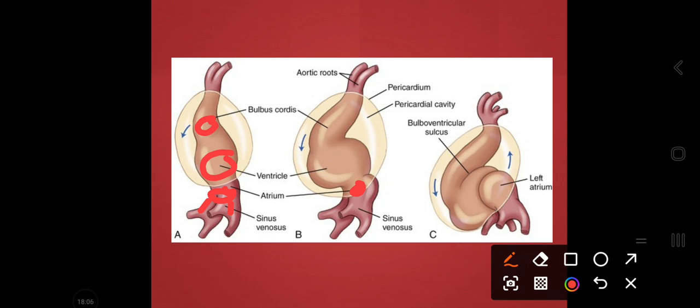More specifically, the ventricle forms the rough part of the left ventricle. Bulbus cordis, the rough part of the right ventricle. Conus cordis, the smooth part of the right and left ventricle. Truncus arteriosus will develop into the root of the pulmonary trunk and ascending aorta.